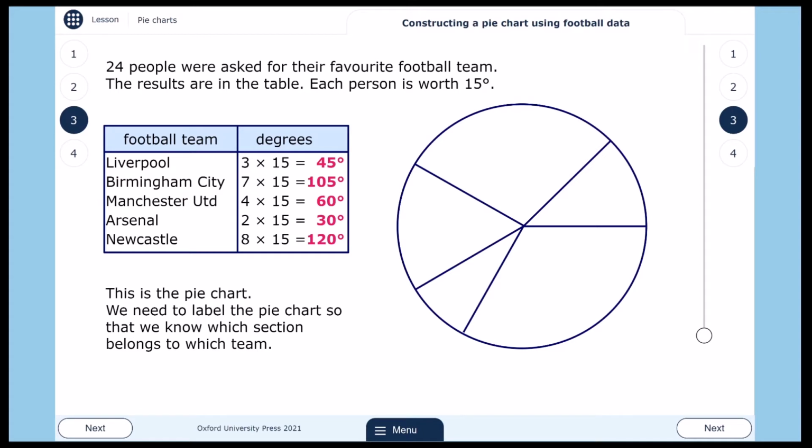We didn't need to draw the section for Newcastle 120 degrees because that's just going to be the remaining part of our pie chart. I do, however, recommend you measure the remaining section at the end to check that it does match up with what it should be. The final thing you need to do is to label your pie chart.